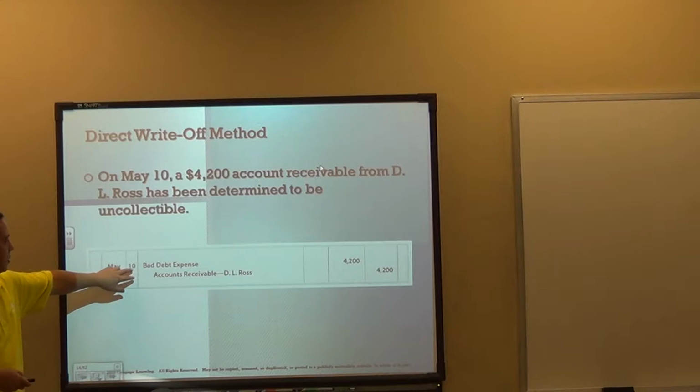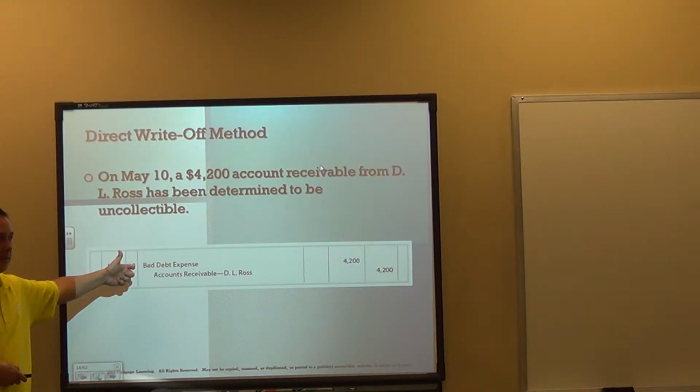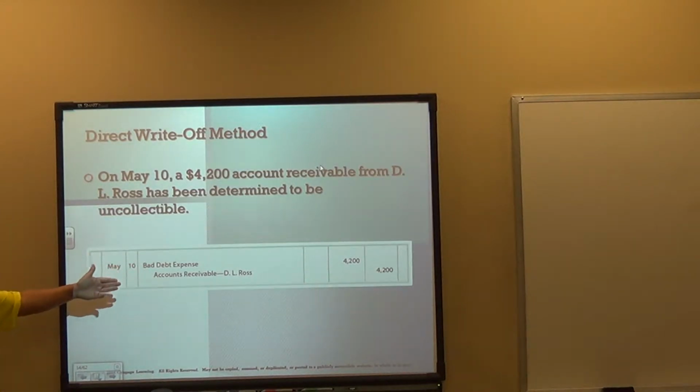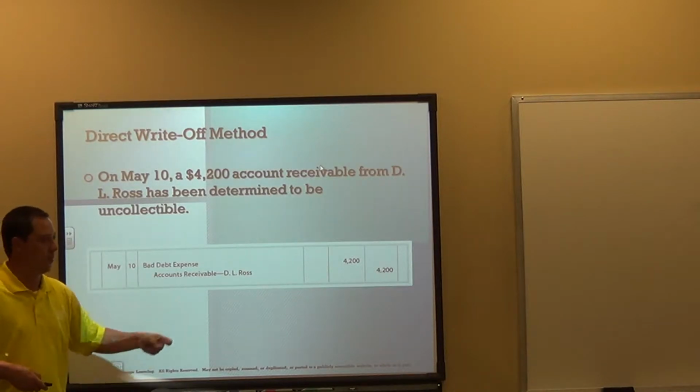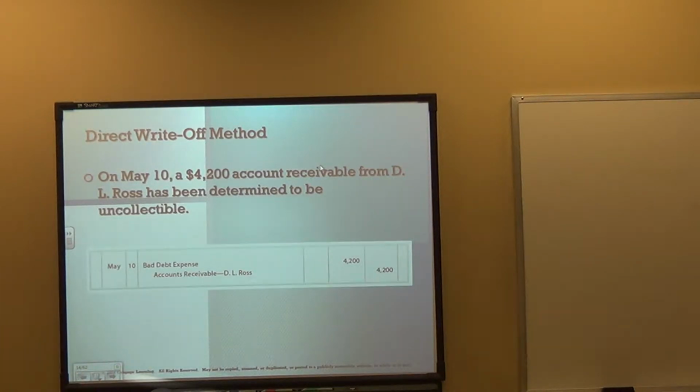If you remember on this one, we debit bad debt expense, because it's an expense, and then we credit accounts receivable. The reason we credit accounts receivable is they no longer owe us that money, at least in there. We're pulling it out of that because we're not going to be able to collect it. That's what we're anticipating, and that's what we had moved it into here.